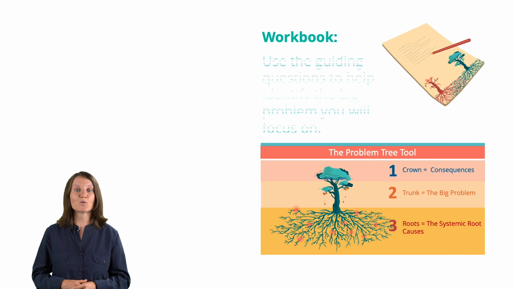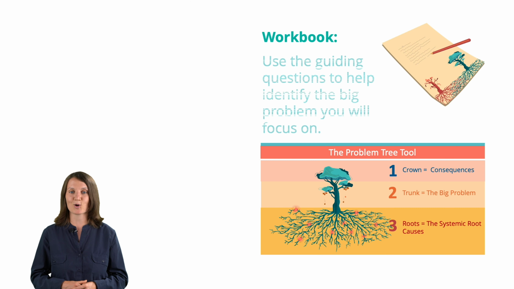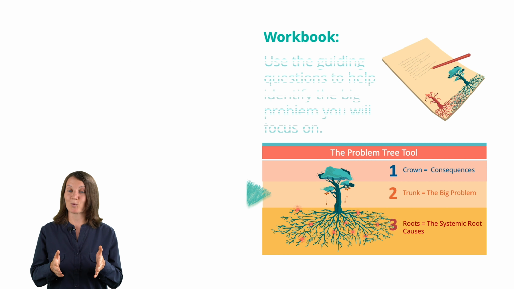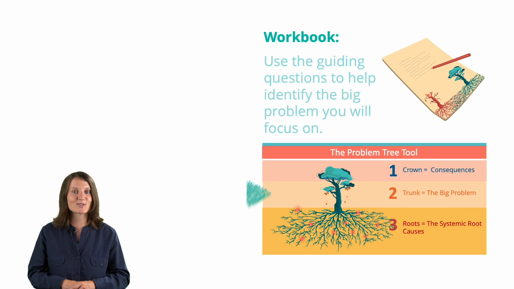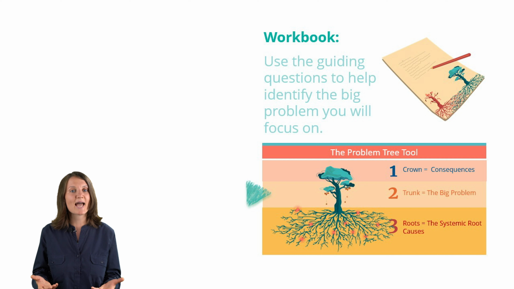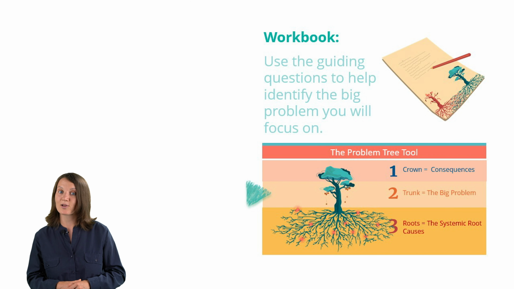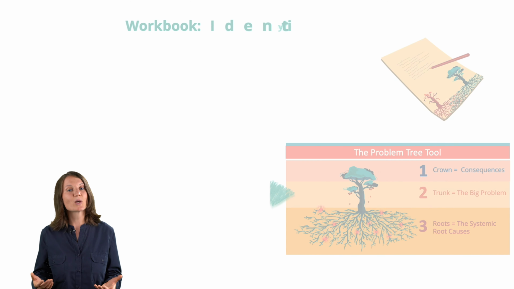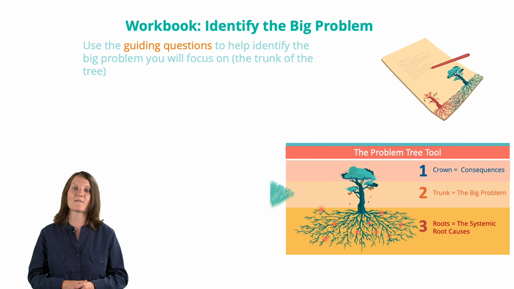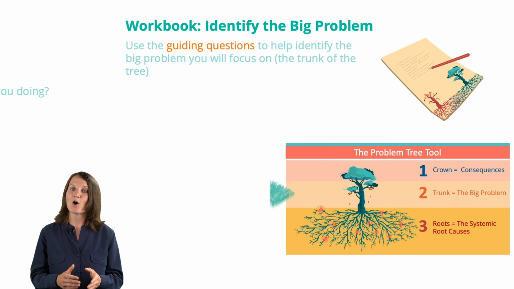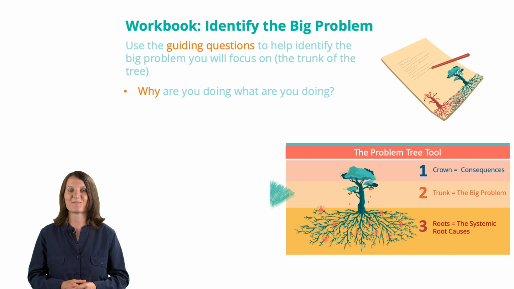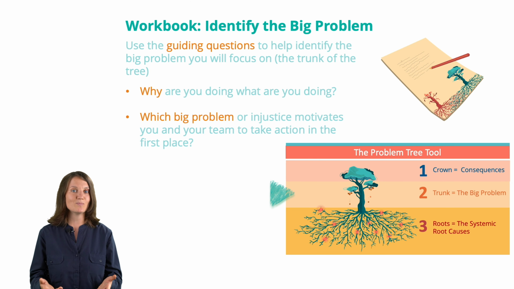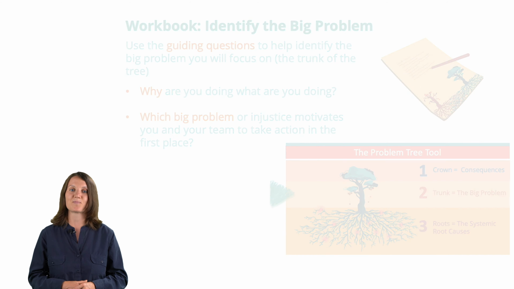Now we are ready to move on and fill out our template in the course workbook. We will start with the trunk of our problem tree, which stands for the big problem you decided to tackle. It is a very important element as it represents the starting point and the centerpiece of your strategy process. The following questions might help you arrive at a good definition of the big problem. Why are you doing what you're doing? Which big problem or injustice motivates you and your team to take action in the first place?